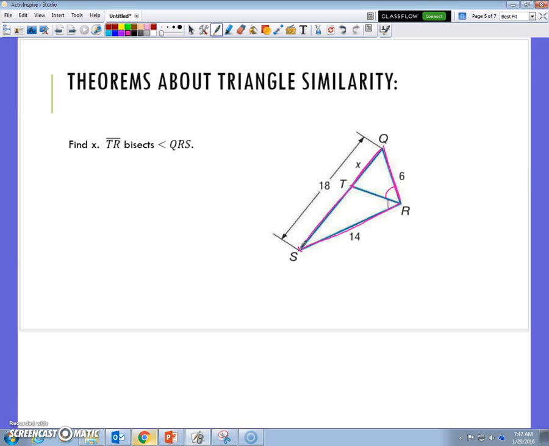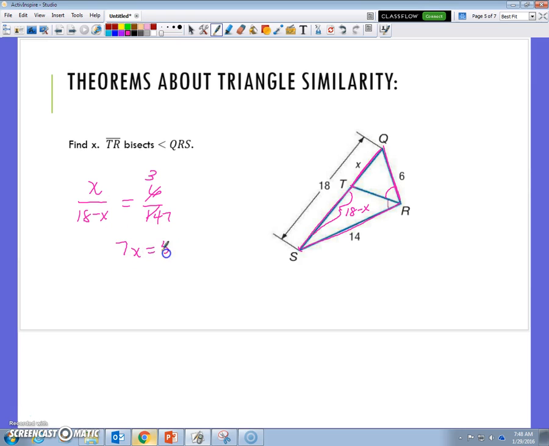Now, because I don't really know how far this distance is, but I do know the whole distance is 18, I'm going to represent this by 18 minus x. So what I'm comparing is x to 18 minus x, and I'm comparing it to 6 to 14. For the sake of keeping my numbers smaller, I'm going to reduce this fraction right now instead of later. And now I'm going to cross multiply.